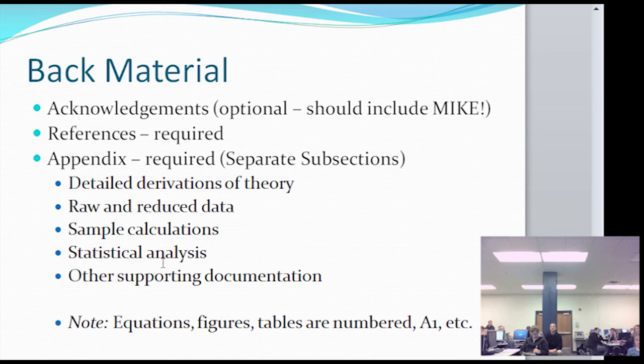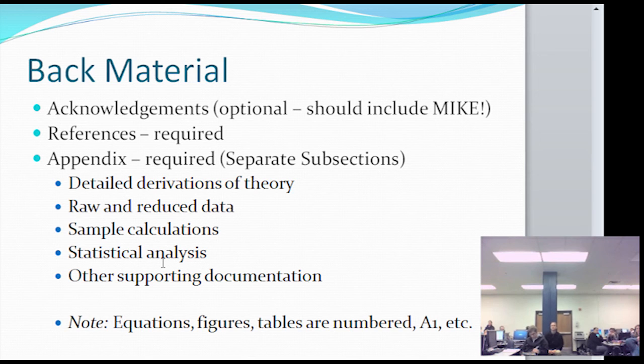The appendix or appendices, depending on how you want to do it, are separate subsections. You can have Appendix A, B, C, D, or you can have Appendix 1, 2, 3, however you choose. But you have separate sections where you go into more detail on the theory if it's not contained in the body of the report. A lot of these experiments have a lot of theory, and you don't have that much room in your 7 to 10 pages, so you put it in the appendix.